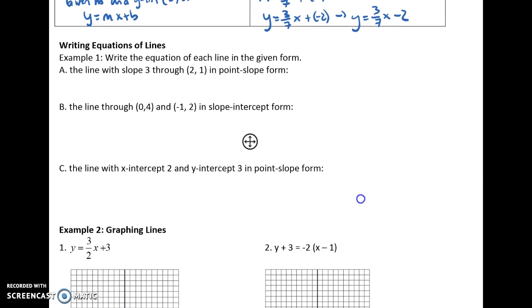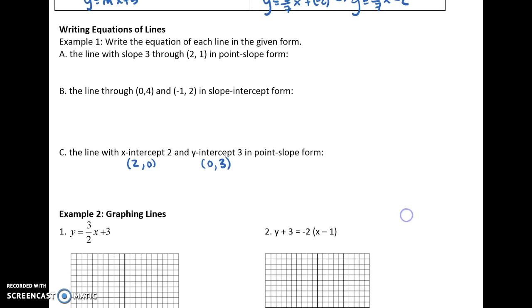One thing I want to point out before you try this out: remember, x-intercept and y-intercept are points. The x-intercept is the point x comma 0, so 2 comma 0, and the y-intercept would be the point 0 comma y, or 0 comma b. So just keep that in mind and give it a shot and see what we get.